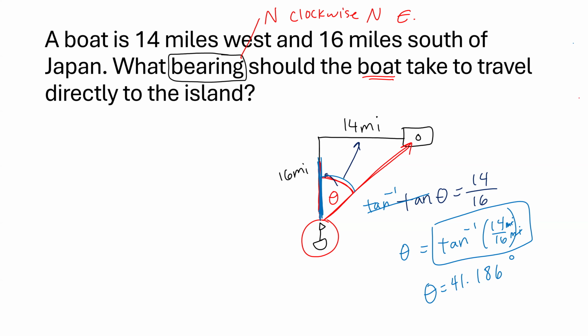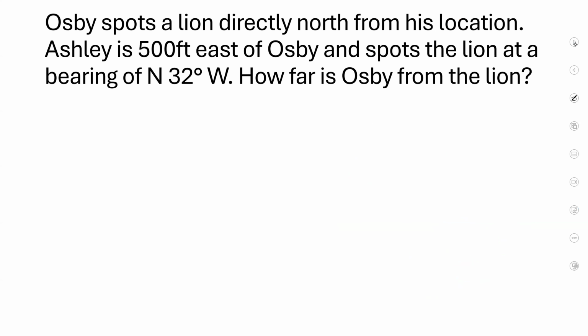Next problem. Think about it. Osby spots a lion directly north from his location. Try to draw it as I speak it to you, as I read it to you. Ashley is 500 feet east of Osby and spots the lion at a bearing of north 32 degrees west. How far is Osby from the lion?